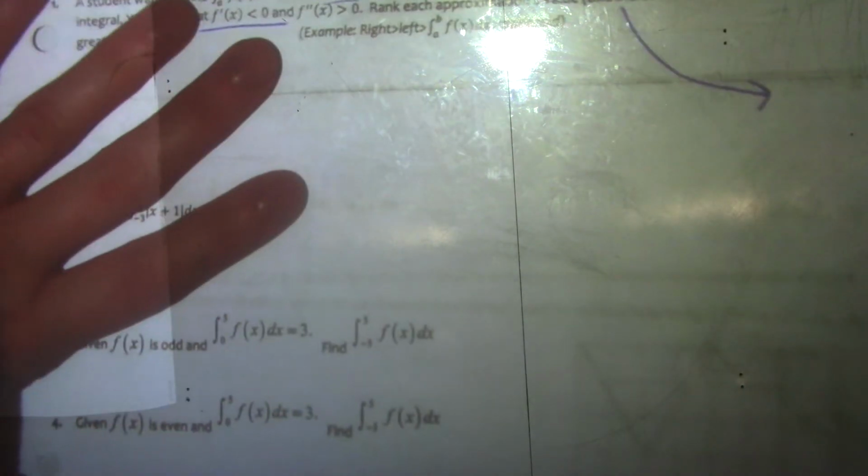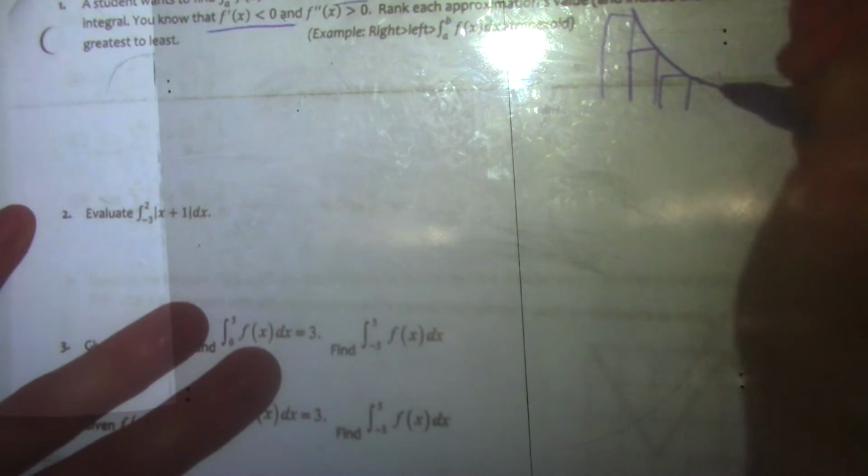Right. A student wants to find the integral. We use a right sum, a left sum, and a trapezoid to approximate it, and we want to rank each approximation's value against the actual integral from greatest to least. So I know that the derivative is negative, so f prime negative means that it's decreasing. F double prime is positive, that means concave up. So concave up looks like this, and decreasing looks like this. So my graph looks something in this shape.